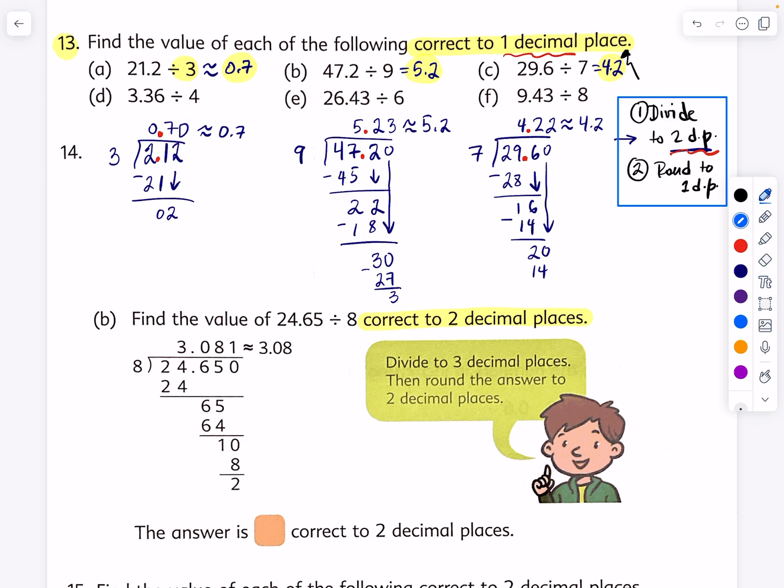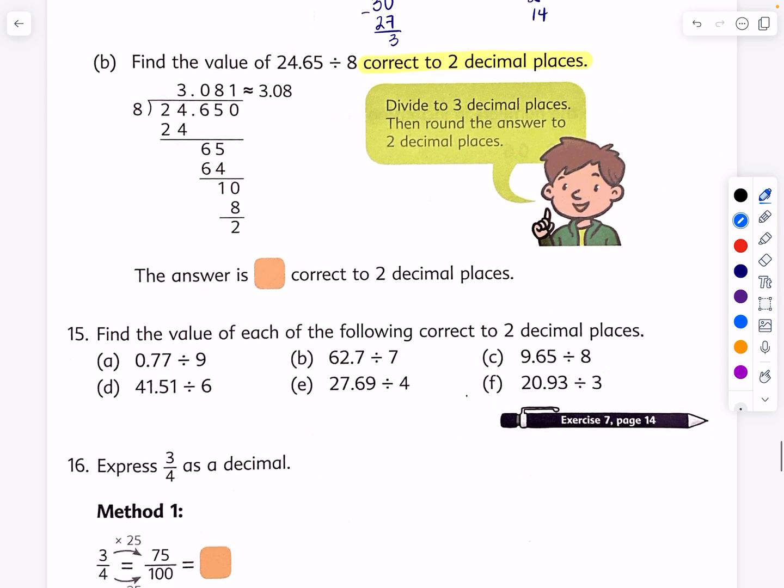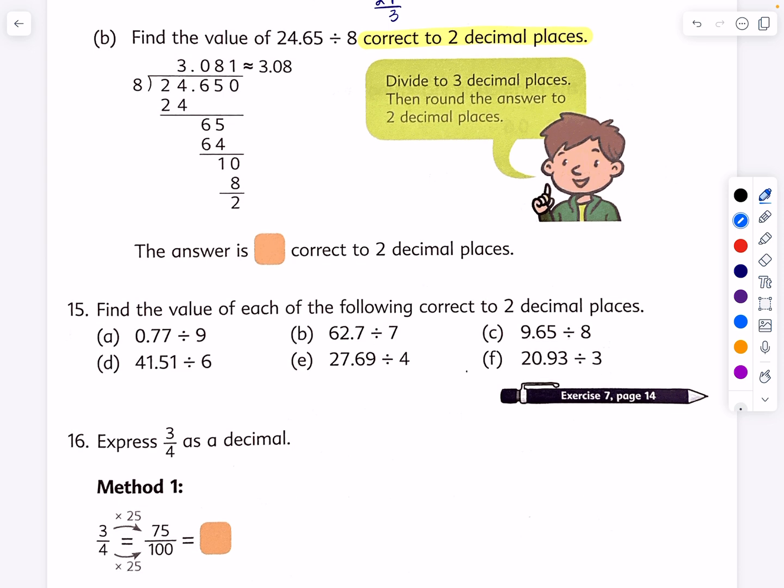Now, the next example, number 14, we must round our answer correct to two decimal places. Now, that is a little bit more math than what we've done so far, but don't fret. How do we do it? Step one, divide and find three decimal places. Step two, round our quotients to two decimal places. Step one, divide. Step two, round. Let's practice this again. Look at what is being asked from us.